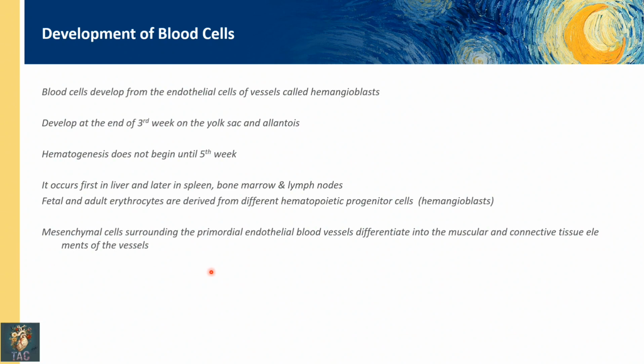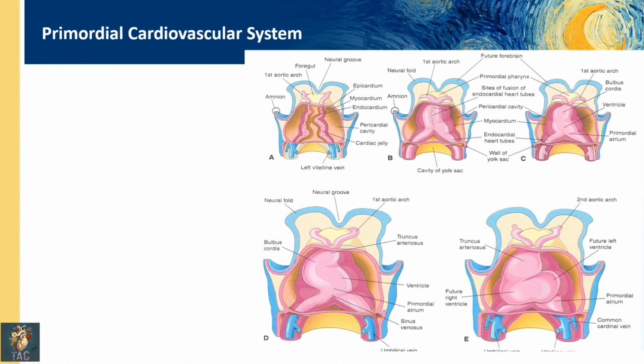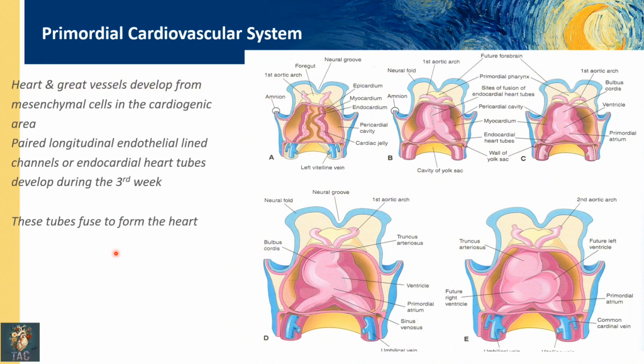Mesenchymal cells surrounding the primordial endothelial cells differentiate into muscular and connective tissue elements of the vessels. So the primordial cardiovascular circulation, the heart and the vessels, develop from the mesenchymal cells in the cardiogenic area. Here you can see this is the cardiogenic area in which the mesenchymal cells are developing, and these are formed initially in the form of two endothelial lined tubes, two heart tubes. When these two heart tubes fuse, they will form the heart tube.